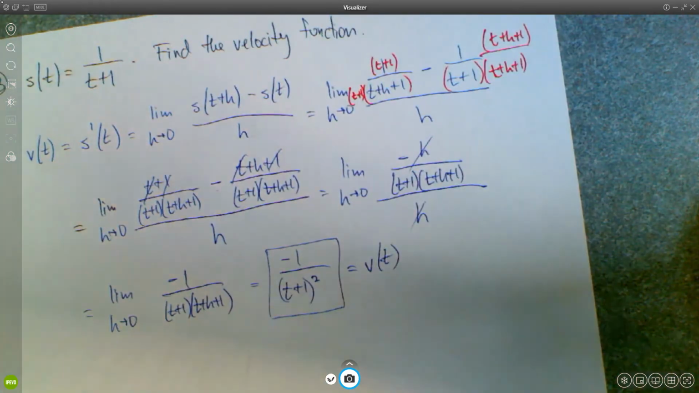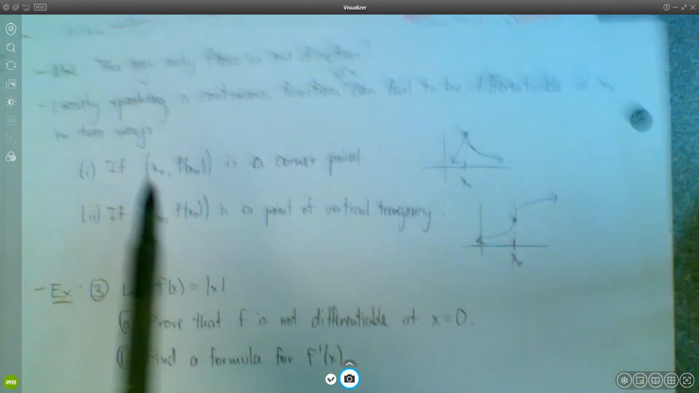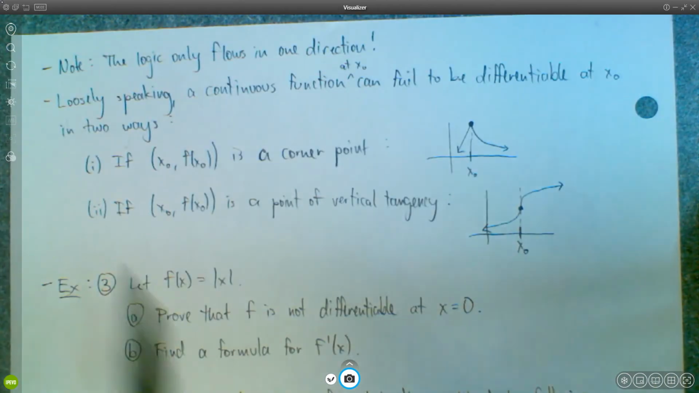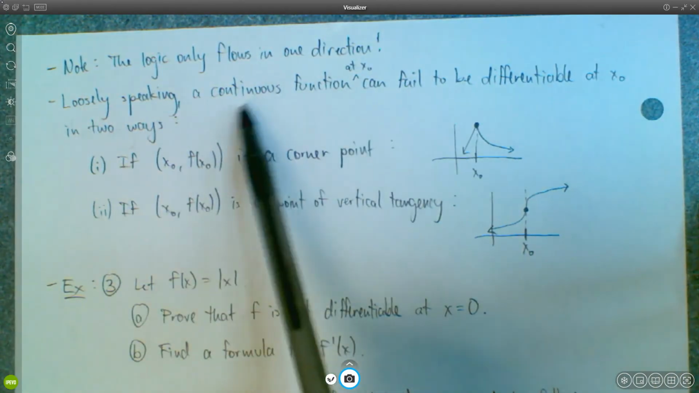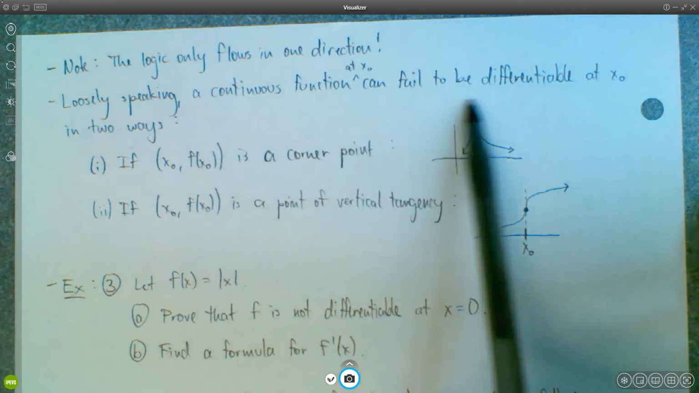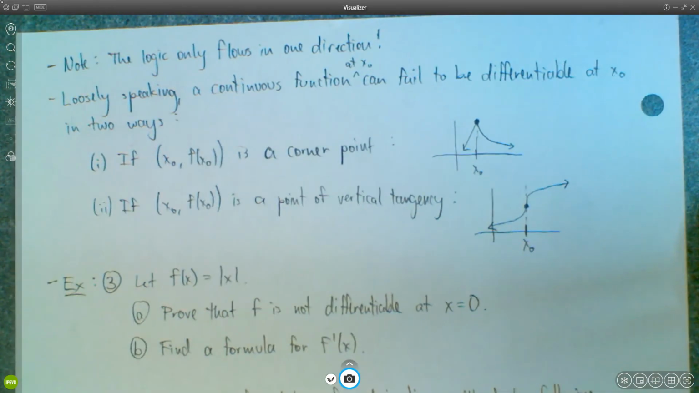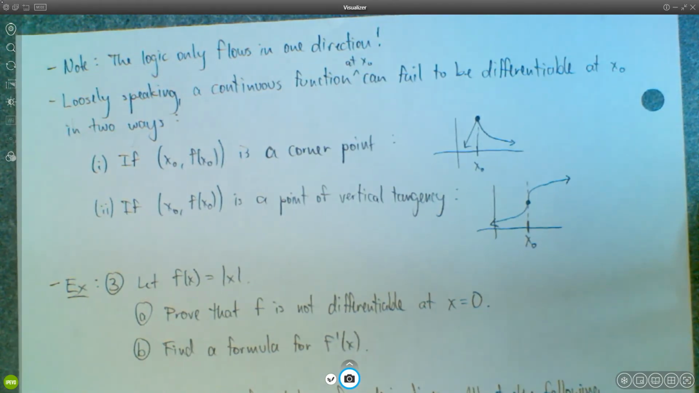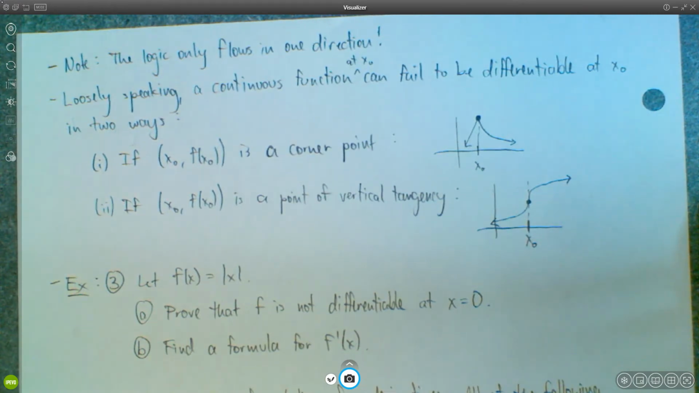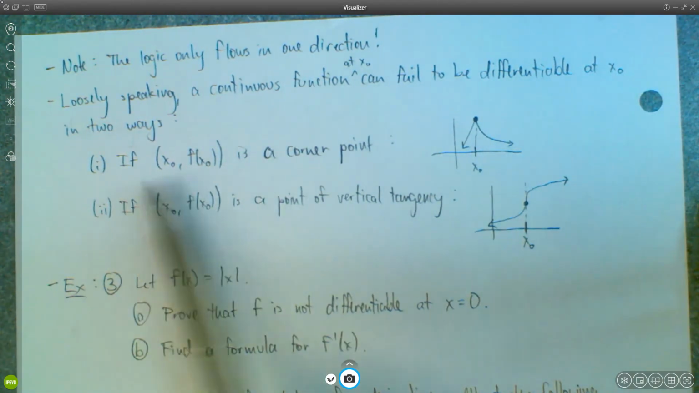The logic does not work the other way around. This logic only flows in one direction. Loosely speaking, a continuous function at x naught can fail to be differentiable at x naught in two ways. So you can have a function that's continuous but not differentiable. Every differentiable function is continuous, but not every continuous function is differentiable. You can have a continuous function that's not differentiable, and that can happen in two ways. One of the ways it could happen is if you have a corner point.